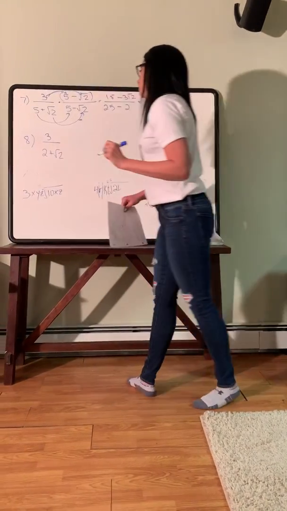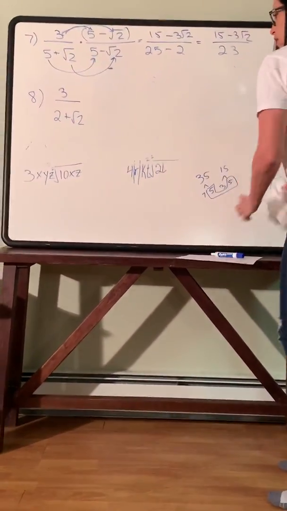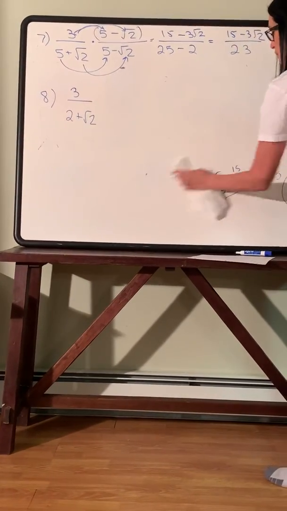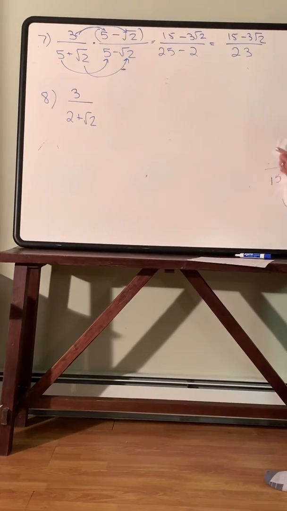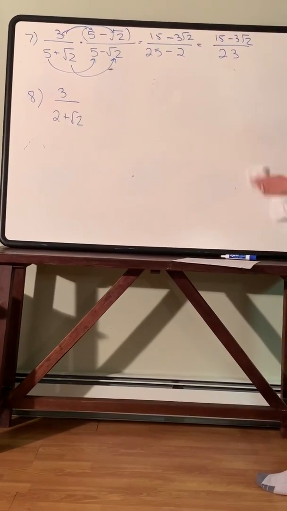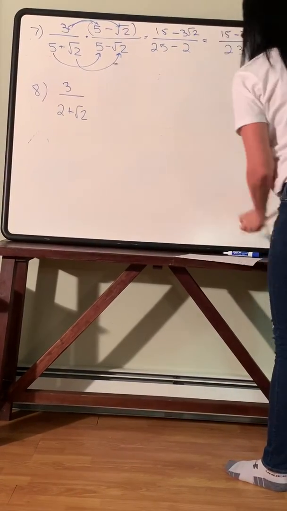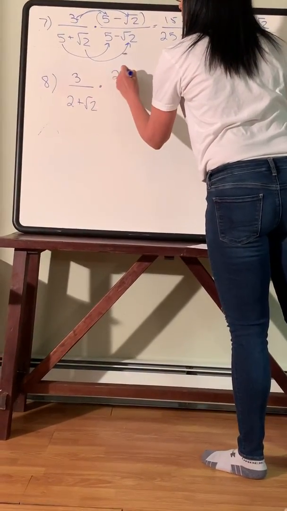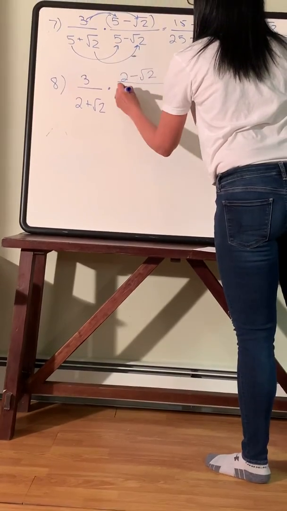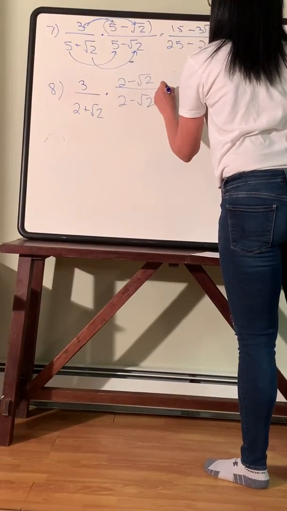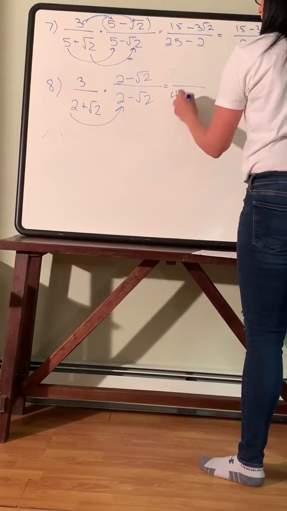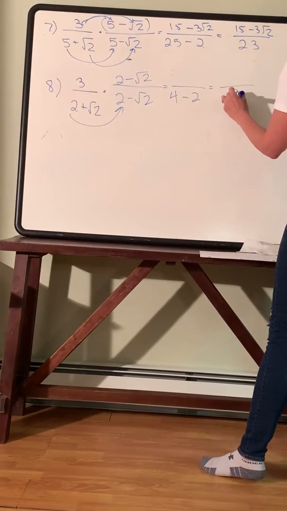Okay, next one. So first thing you need to do is get rid of that radical in your denominator. So you're rationalizing the denominator. So we have to multiply the top and the bottom by the opposite of what we have down here. So we're going to multiply by 2 minus radical 2. So foiling, 2 times 2 is 4, minus 2. So on the bottom, we have 2.